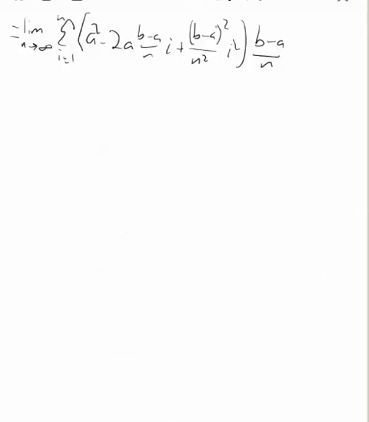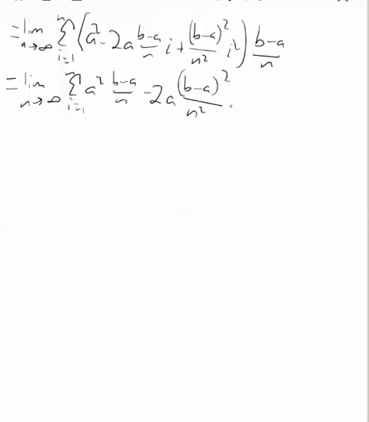So now we really have no choice but to distribute our delta x over all the terms we got from our f of x sub i. So let's go ahead and take care of that. That's going to be a squared b minus a over n, minus 2a b minus a quantity squared over n squared i, plus b minus a cubed over n cubed i squared. Okay, and that's the result of just distributing this b minus a over all the terms in here.